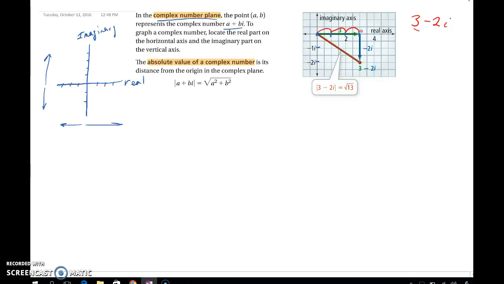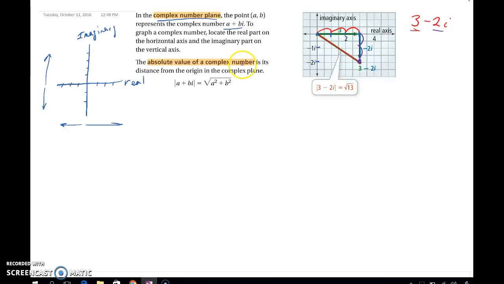So then we know that our point is going to fall somewhere along this line here. All right, because our real number was 3, so we need to move along our real axis 3 to the right. And then it tells us that our b is -2, so that means we need to move down 2 along our imaginary axis. So that's 1 and that's 2. So there's our point, 3 minus 2i.